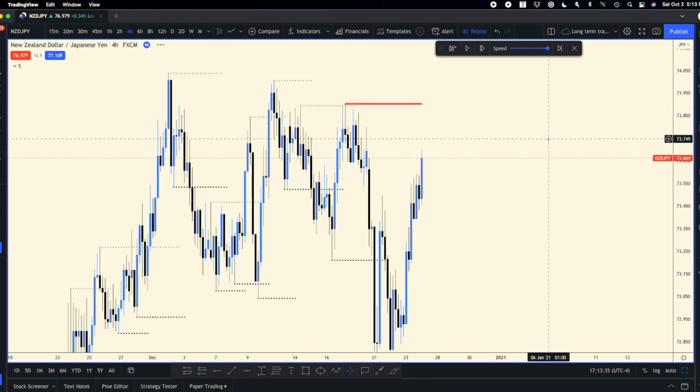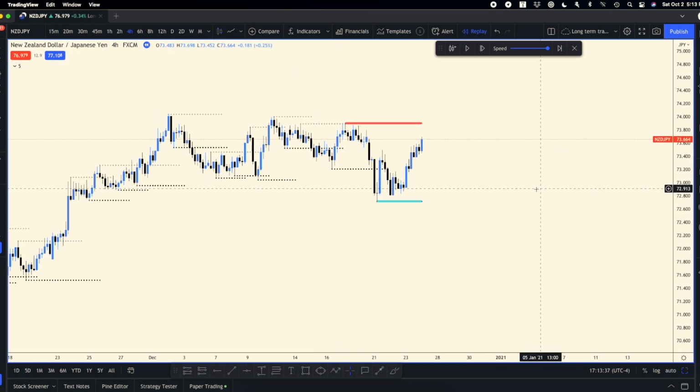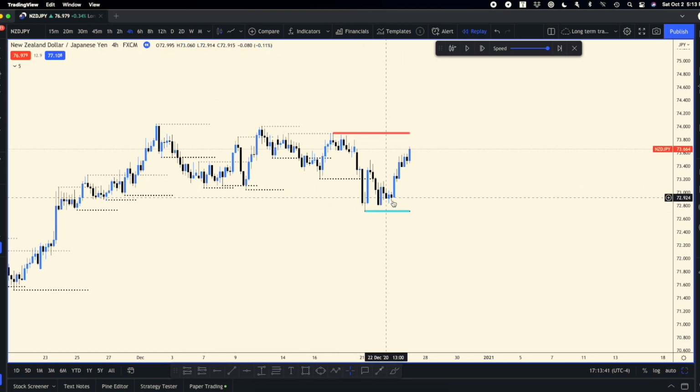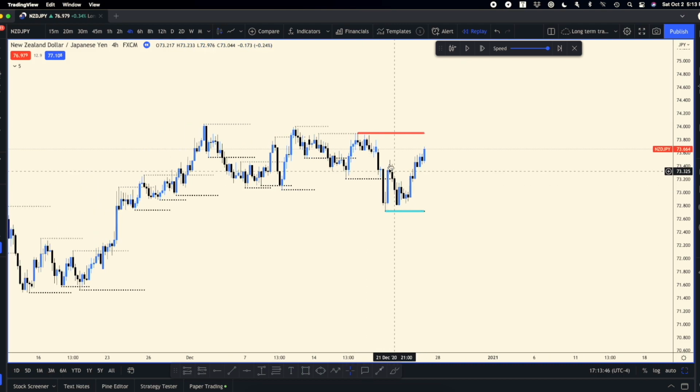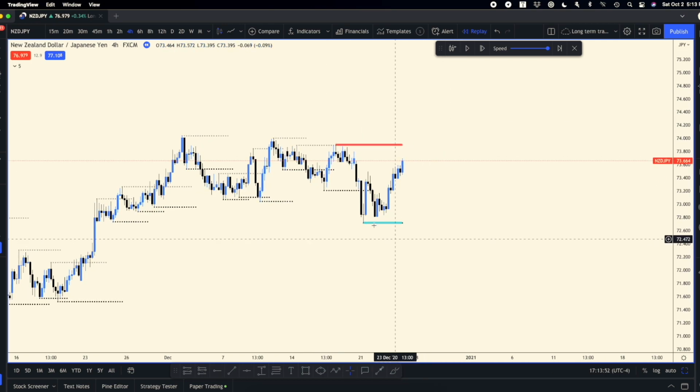All right, let's find our bias. All right, it broke here. I do see this, but it has to cross this in order for it to really change bias. How I'm going to use this: this is my protected low right now. Actually, this is my liquidity. So if I had to make a bias right now, I see that this broke.